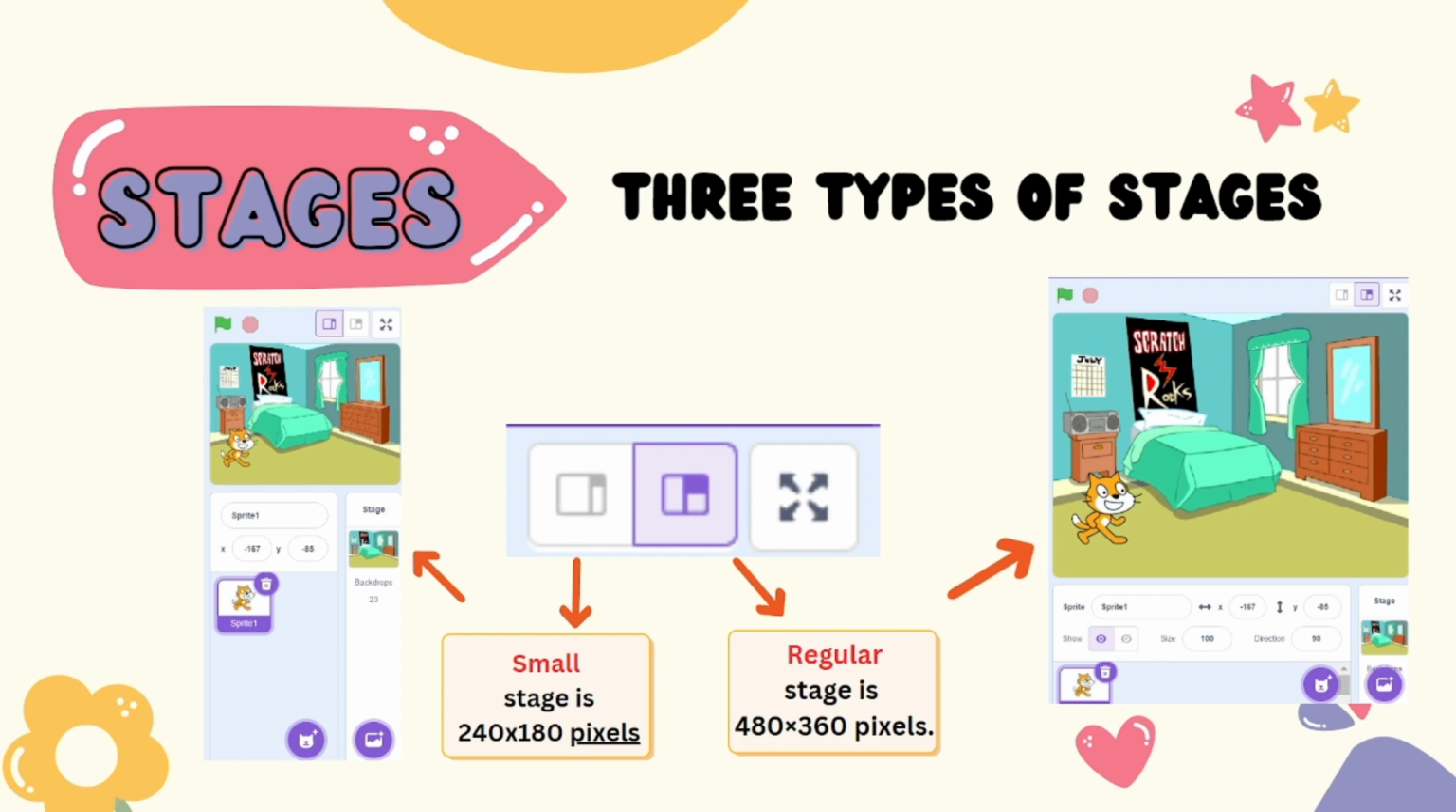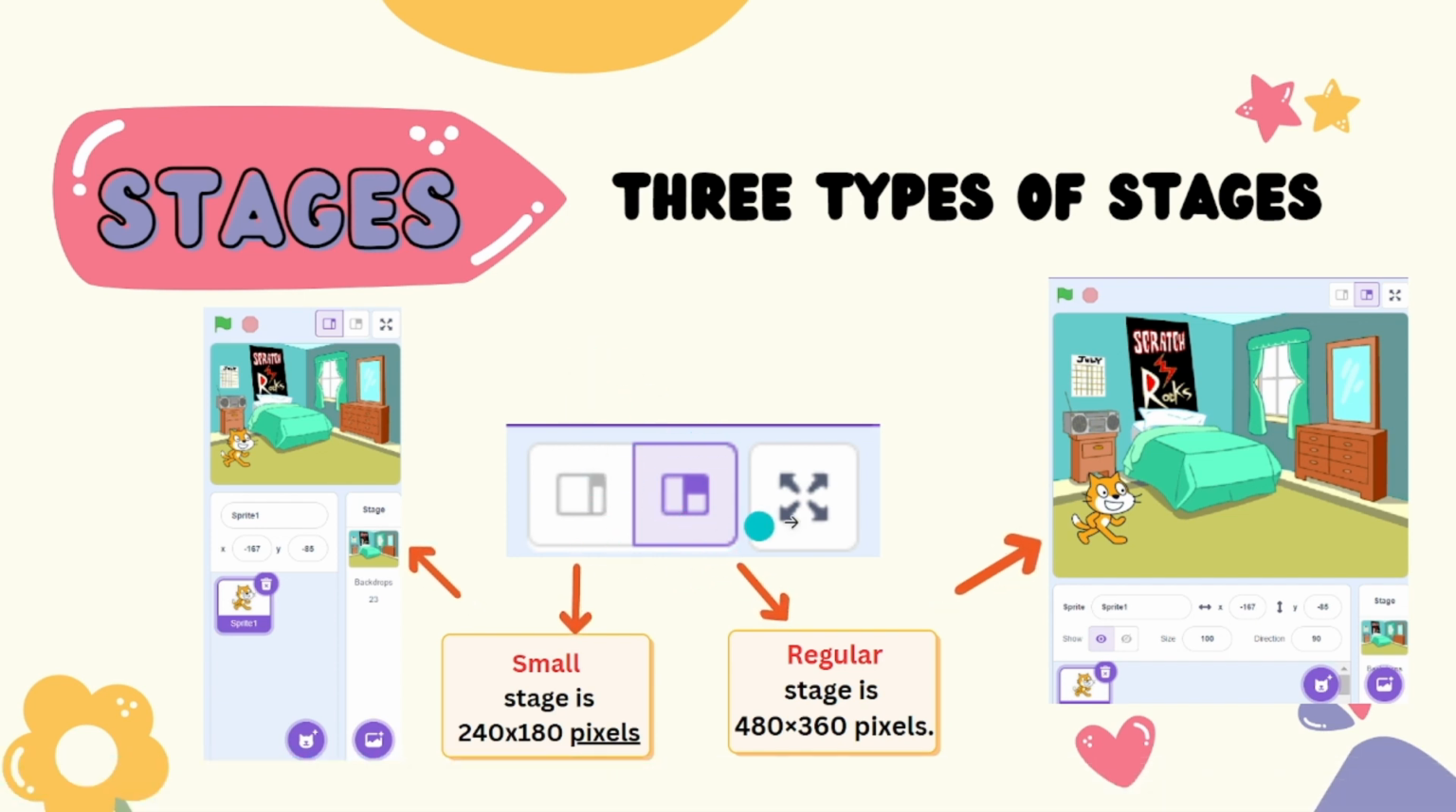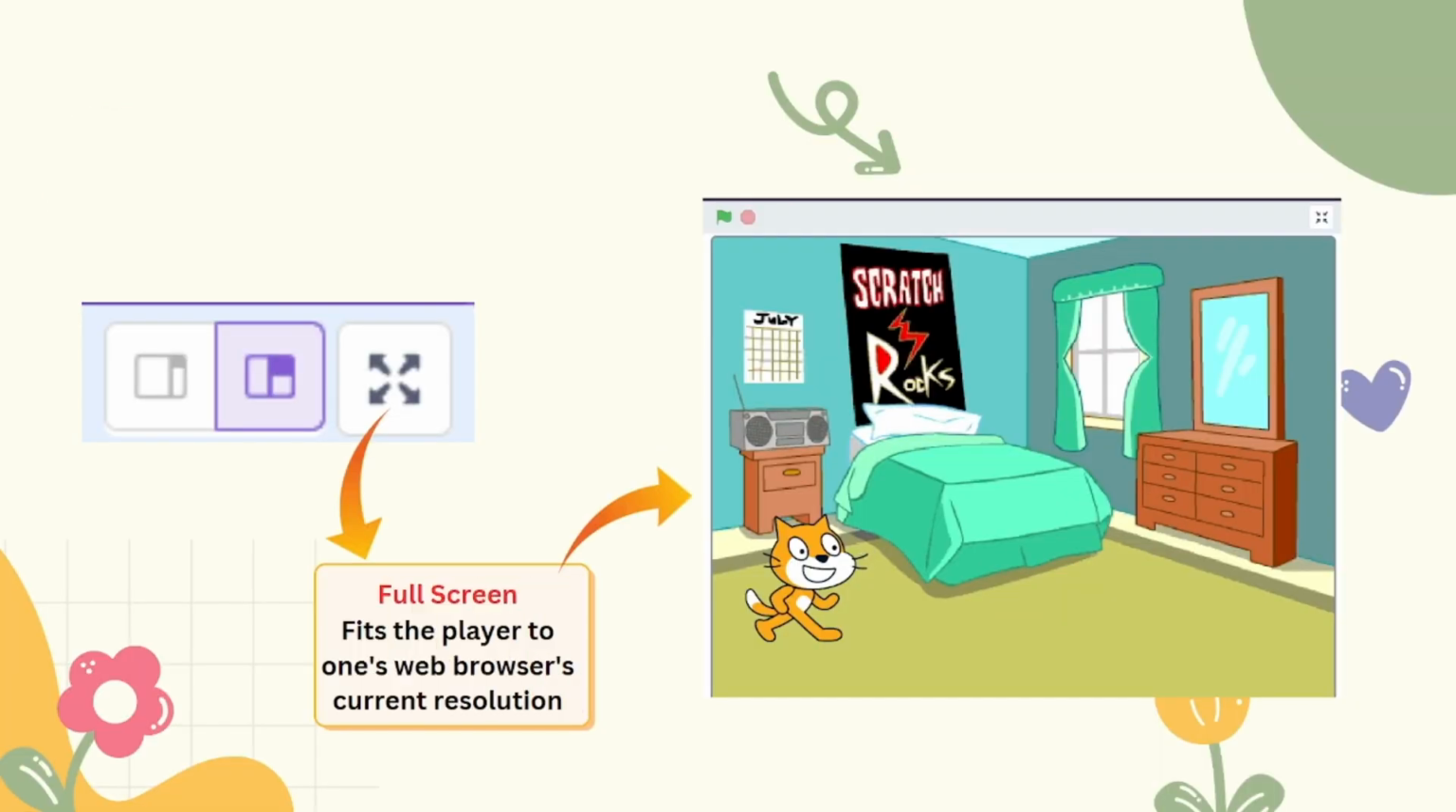Now, there are three ways we can present our stage. The first one is small, if we want to present inside. Then our regular one, and then our full screen stage. Whenever we are done creating our project, we switch to full screen, which fits the player to one's web browser current resolution. And when we are coding, we go onto our small screen or regular screen.